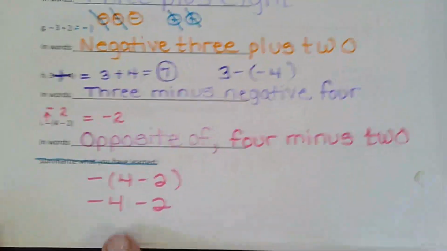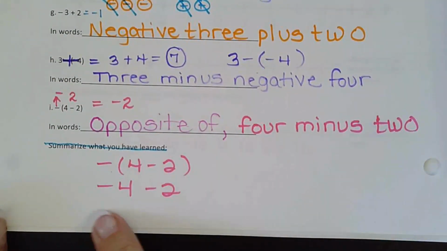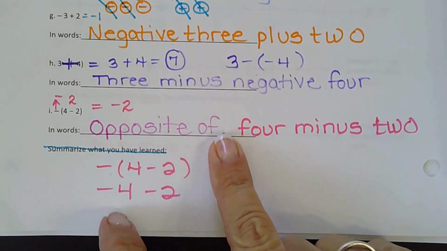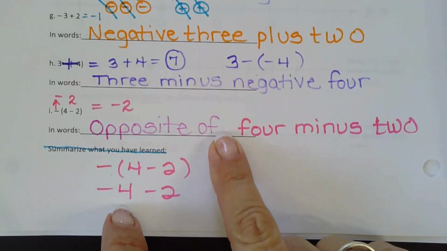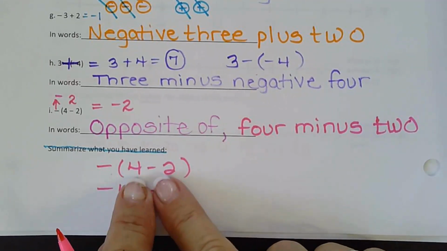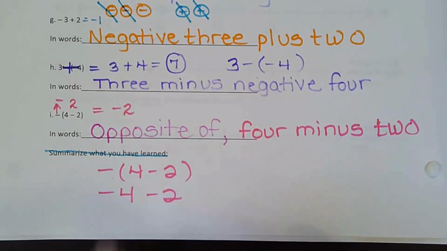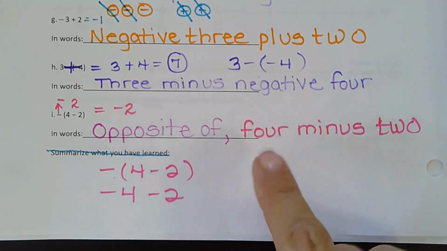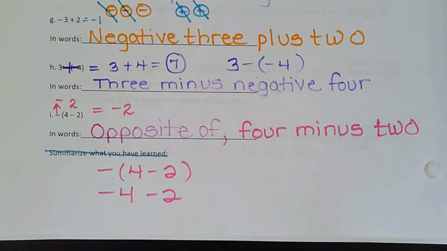This one we just learned the answer's negative 2. This one the answer's negative 6. So you leave the comma off, it means the second one. You put the comma in, it means the first one. So that's why we have to put that comma there to show that it's the opposite of that whole thing.